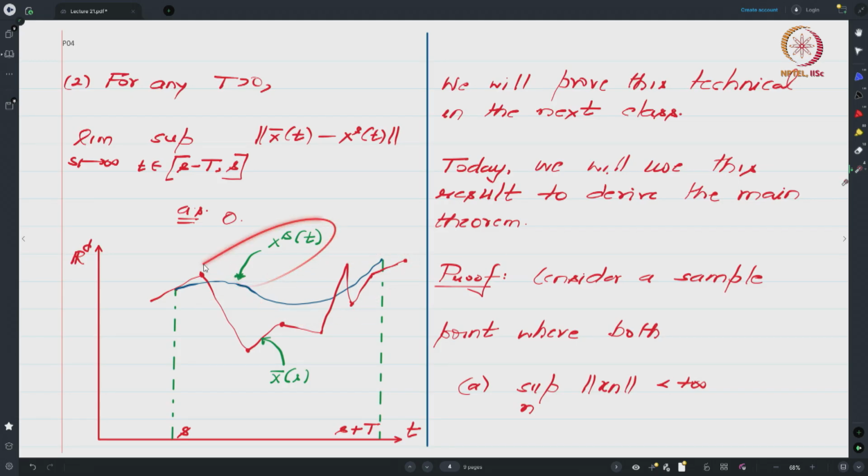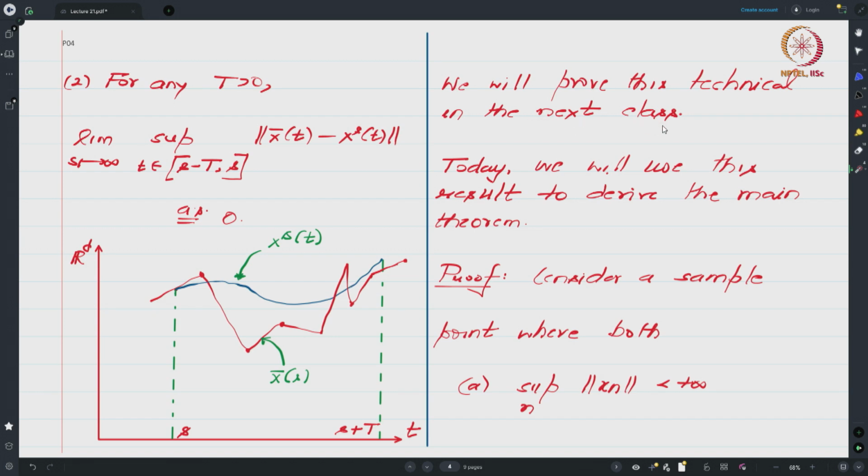So, you can see that I have denoted by excess of t over here, right, and then the result says that if you look at the gap between this blue trajectory and the red trajectory in this window of length t, then as the starting point of this window goes to infinity, the distance between these two trajectories actually goes to 0. Okay. So, we will actually prove this technical result in some future class.